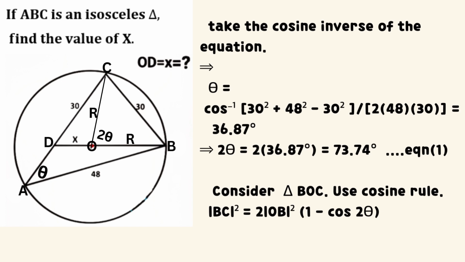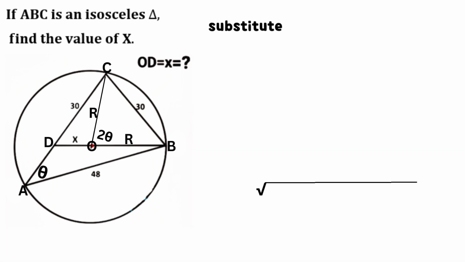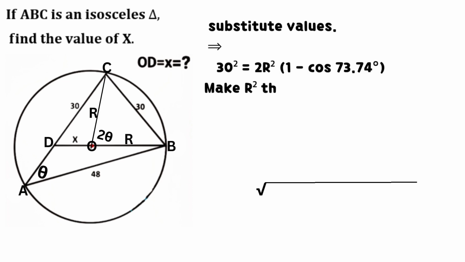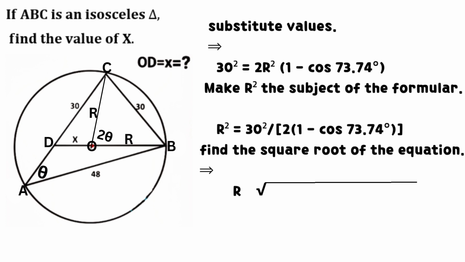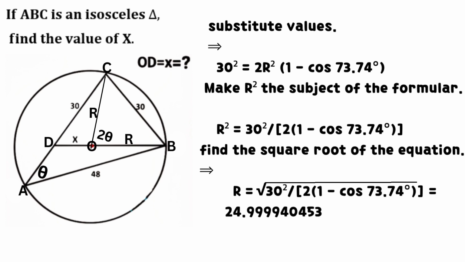Consider triangle BOC. Use cosine rule. The square of line BC equals 2 times the product of the square of line OB times 1 minus cosine 2 times theta. Substitute values. It follows that the square of 30 equals 2 times the product of the square of R and 1 minus cosine 73.74 degrees. Make the square of R the subject of the formula. We obtain an equation for the square of R.